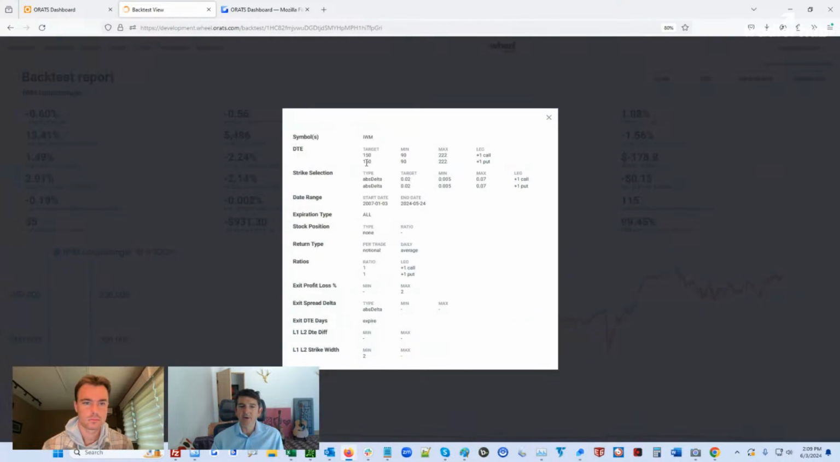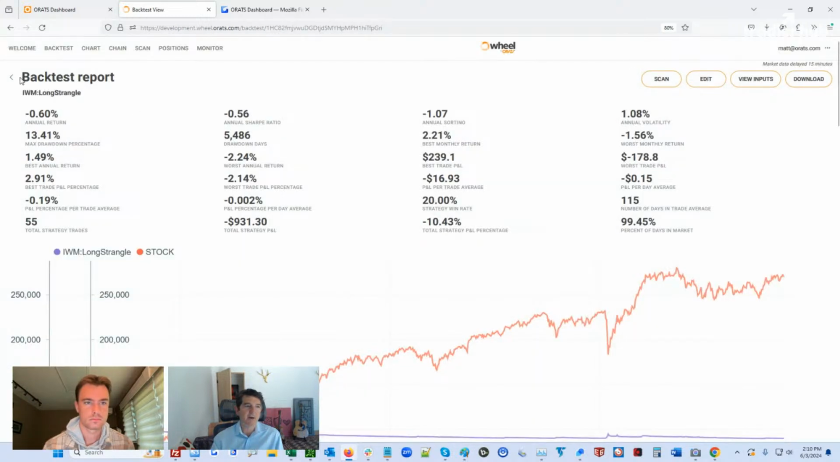The inputs are long term. 150 days is our target, and we'll take anything between 90 and 222. Our deltas for the long call and long put are similar, way out of the money, only 2 delta. Half a delta to 7 delta is a min max. And we exit at 200% profit and loss. So you double it, you get out. That's the way the trade is set up on the long side.